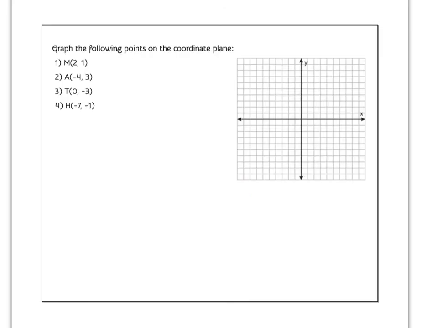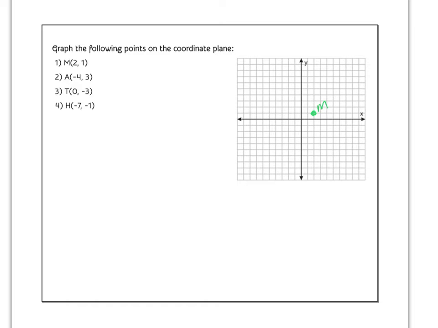All right, so let's take a minute and graph these points. M is at 2, 1. So the first number tells us left or right. If it's positive, we go right. So we're going to go right 2, and then the second number tells us up 1. So right here is M. And when I graph that, I put the letter M next to it so I remember which point that is, which coordinate that is. A is at negative 4, 3.